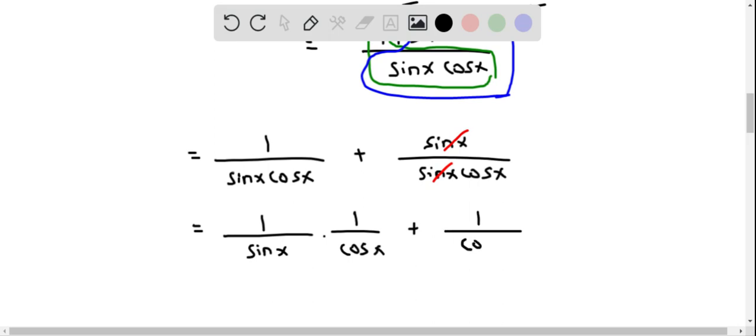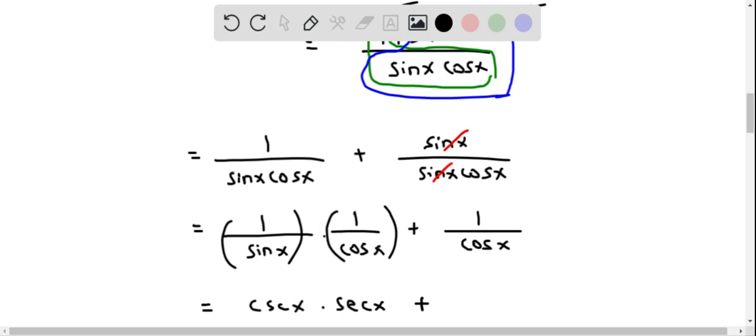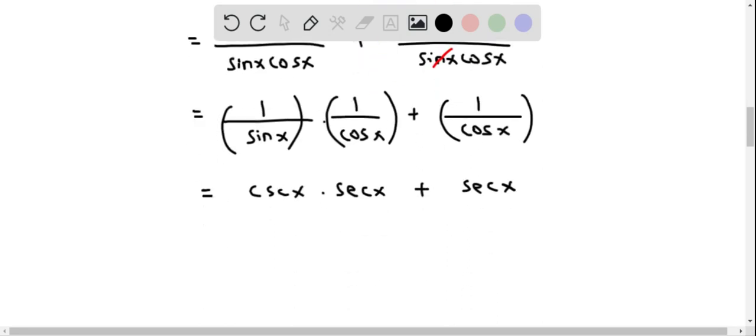And so this becomes 1 over cosine x. Remember that 1 over sine x is cosecant x. So I write this as cosecant x. And also 1 over cosine x is secant x. This is according to the reciprocal identity. So we have the expression cosecant x times secant x plus secant x, which means we can now factor this secant x from both the terms. And so I write this as secant x times, I factor secant x from here, I'll be left with 1.